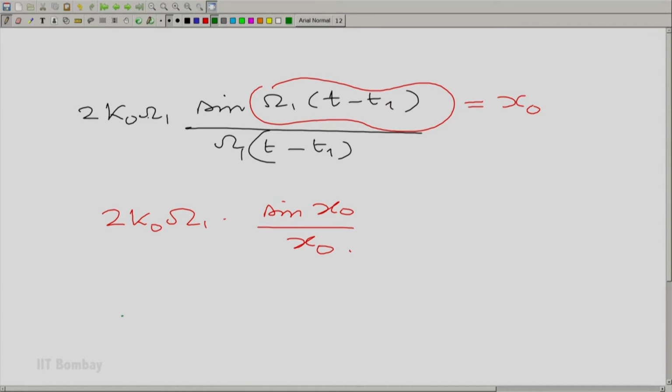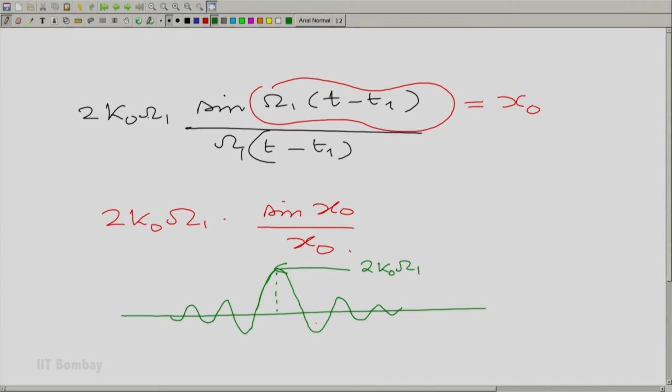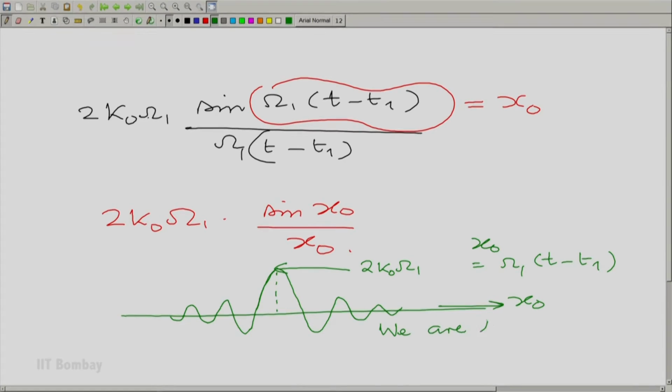We can sketch this, that is not difficult to do. That would have an appearance like this from what we derived in the previous session. The only change is the height would now be 2 kappa 0 omega 1 instead of 1. And x0 here is omega 1 into (t minus t1). So, it is a question of matching. And now, you see, the point is, when omega 1 tends to infinity here, what is happening really? We essentially have oscillations, and these oscillations are dying down smaller and smaller. So, essentially we are looking at omega 1 tending to infinity.